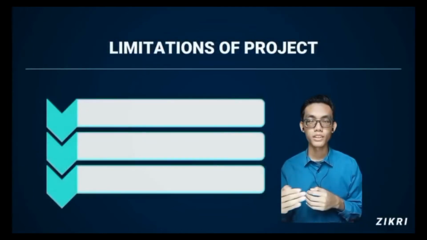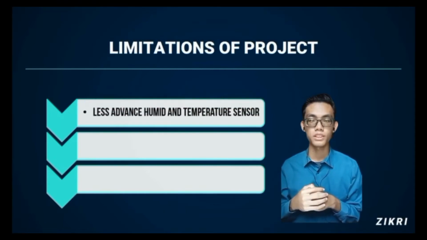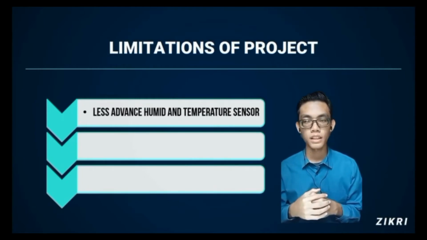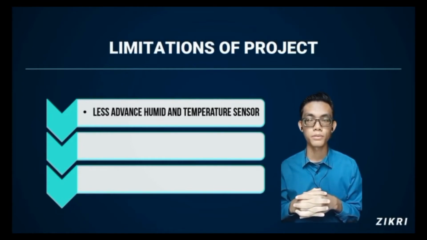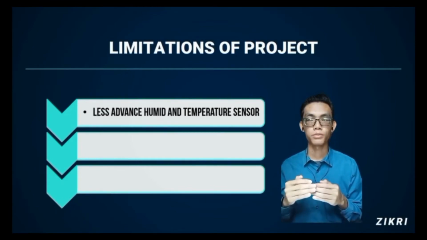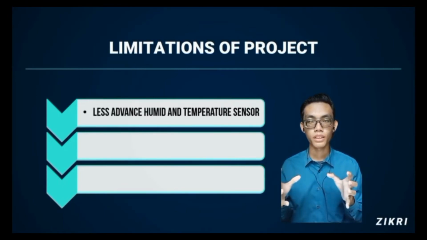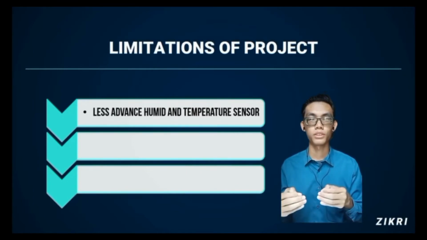And regarding the current study, there are some limitations of the project. First, the sensor that we are using, which is the DHT11, is actually less advanced than other sensors, but we chose to use the basic one first because we want to get the first insight on how the implementation of the temperature sensor in a DC fan will make a contribution to society.